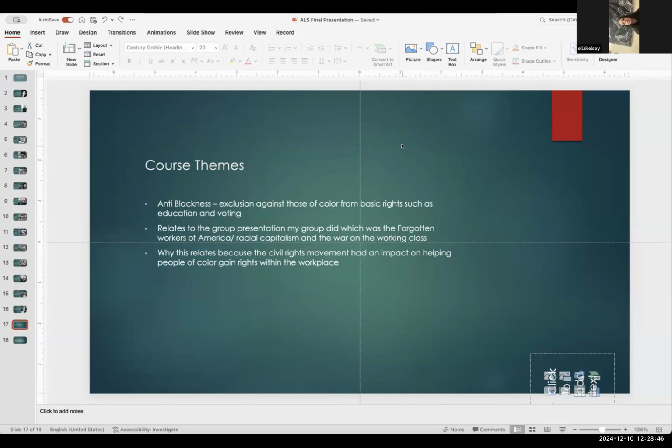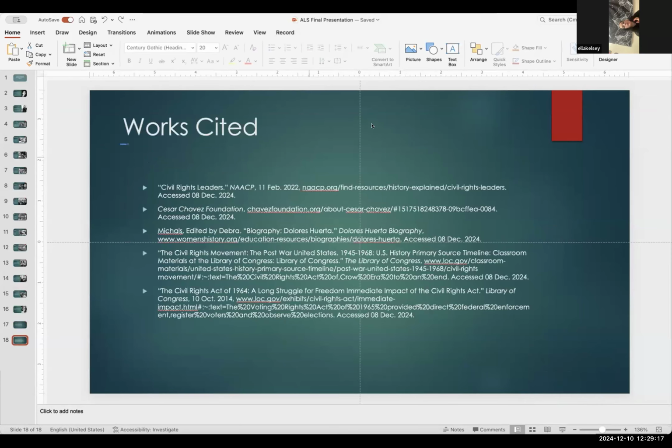And how this relates to course themes: anti-Blackness, exclusion against those of color from basic rights such as education and voting. And I also brought up how it related to my other presentation I did with my group, which was the Forgotten Workers of America and Racial Capitalism and the War on the Working Class. And I explained why this relates because the civil rights movement had an impact on helping people of color gain rights within the workplace, whether it was sex, religion, race, and whatnot. And then my final slide was my works cited.